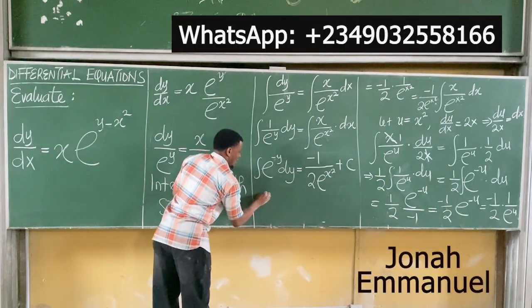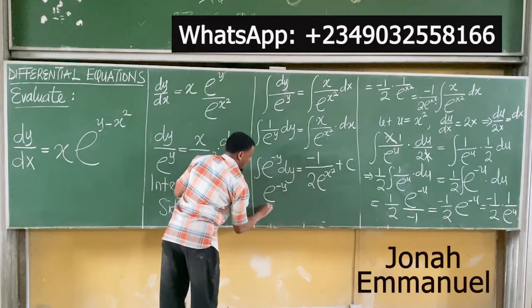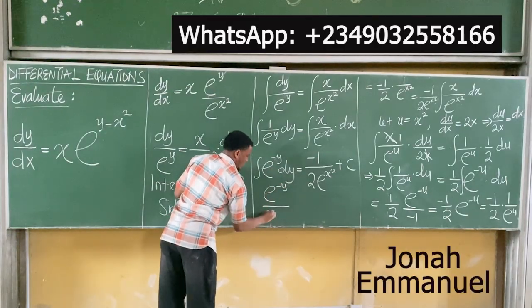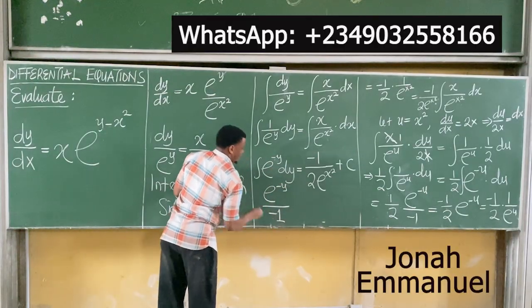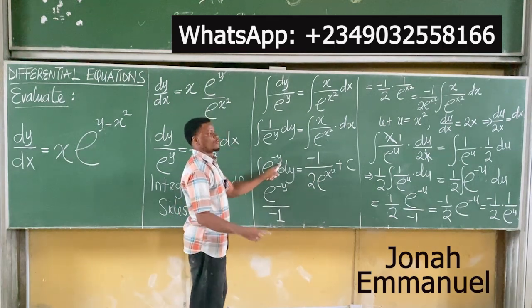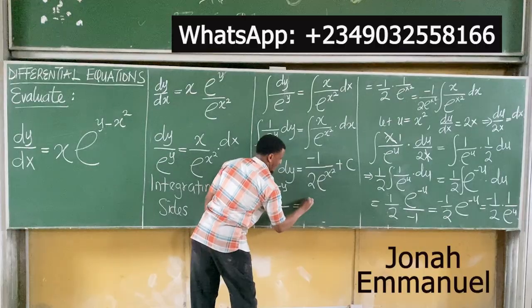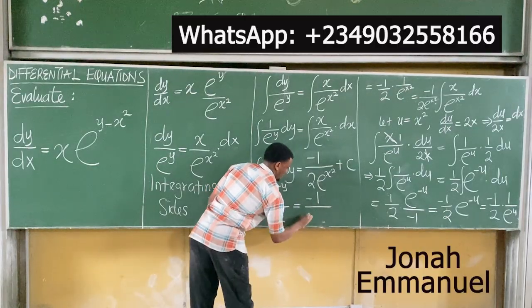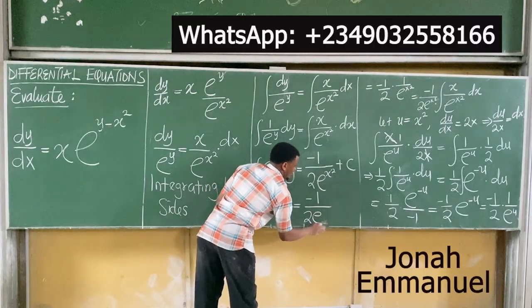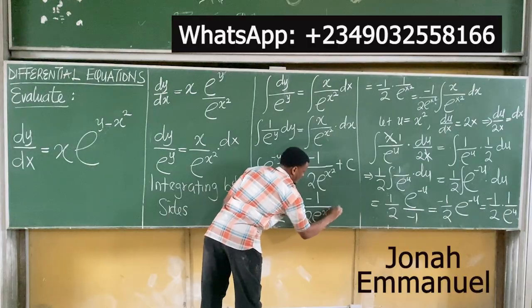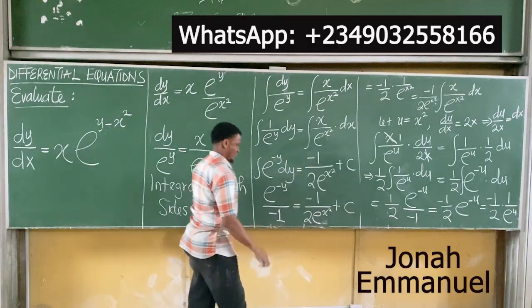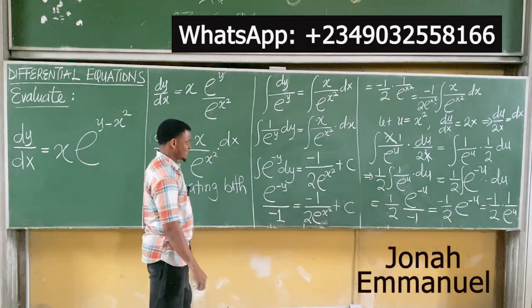This becomes exponential minus y divided by what there? Minus 1. So simply differentiate minus y, of course, with respect to y, it gives you minus 1. So I have this. So this is equal to minus 1 all over 2 exponential x squared plus c. We're getting there.